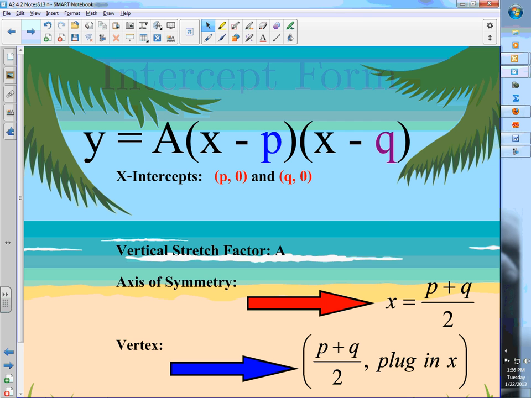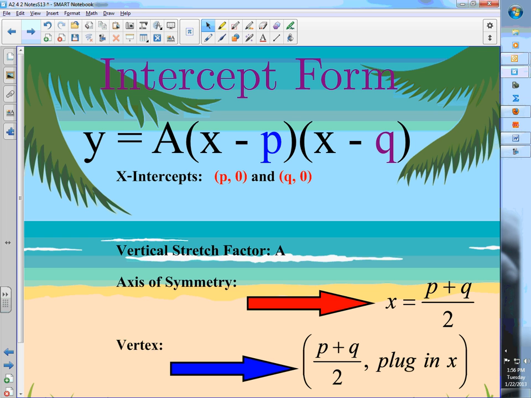What do these look like here? What does this form look like? They look like that. And there are some books that will call this factored form. Some call it intercept form. Our book calls it intercept form.